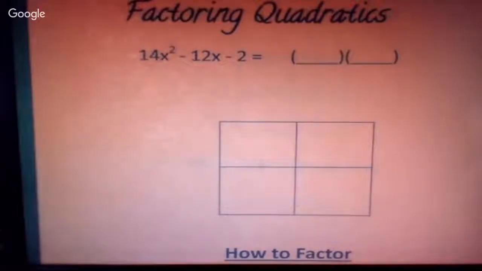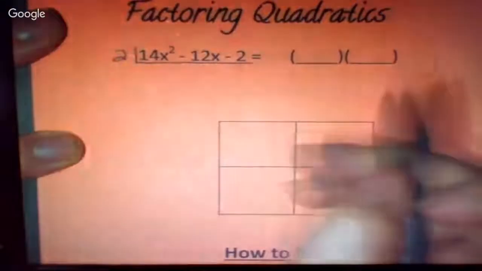So, why we covered GCF yesterday is that's always the first thing you want to look for when we factor. So, take a look at this polynomial that's up there right now: 14x squared minus 12x minus 2. Take a look at your numbers. Is there a number that divides evenly into 14, 12, and 2? 2. Okay? We can pull out a 2.